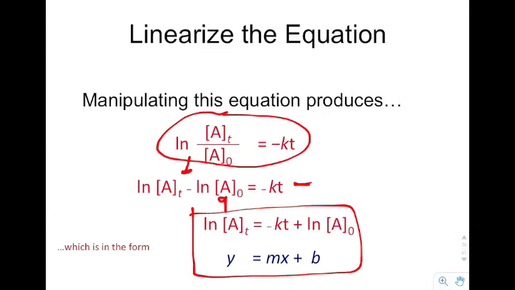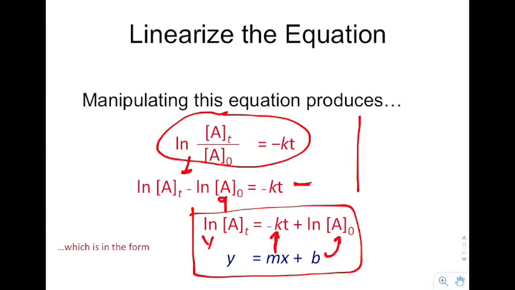You have your y, which is the natural log of the concentration at any time, which is the dependent variable. You have your minus kt, where k is the slope, which is going to depend on the factors associated with the equation. You have time, which is going to be our independent variable. As the time is allowed to proceed, you're going to have a changing concentration. And then you have the b value, which is your initial concentration. That's where it's going to cross the y-axis.